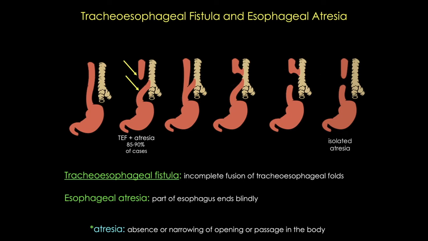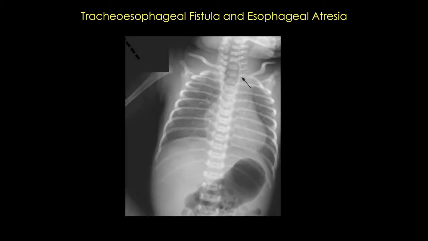Now, while we don't know precisely how this defect occurs, it is fairly common since it occurs in 1 out of 3,000 live births. It's often associated with cardiovascular or other abnormalities, and it's actually part of the VACTERL disorder. Now, here in this X-ray from an infant diagnosed with tracheoesophageal fistula and esophageal atresia, you can see a nasogastric tube that's coiled in that blind ending esophagus, and you can also see air in the stomach.